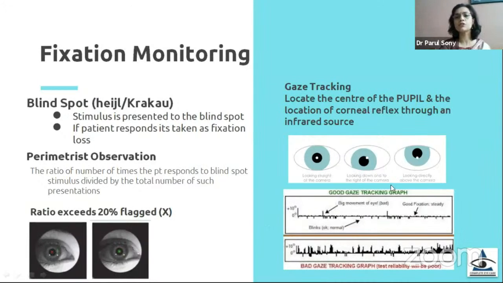And there's another thing which is called gaze tracking, which is again done by projecting a small infrared focus on the center of the pupil. So if the center of the pupil is coinciding with the gaze tracker, the line comes out straight with minimum deviations like this. But if the patient is having a lot of movements, you can see a lot of black spikes up and down. So in such a case, you better repeat the test to get a more reliable visual field.